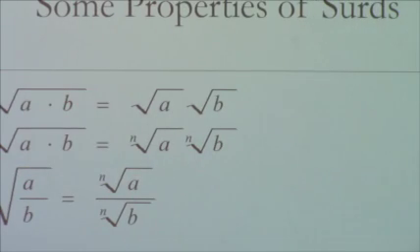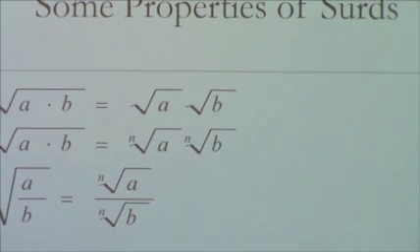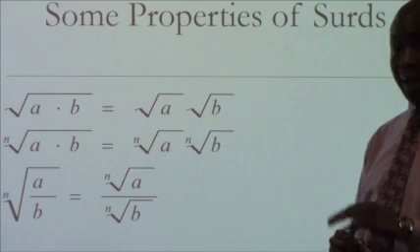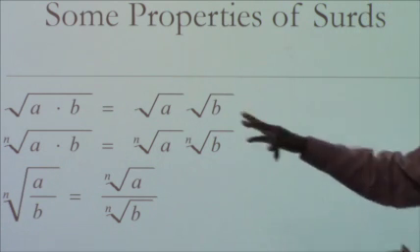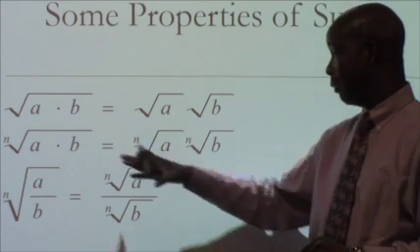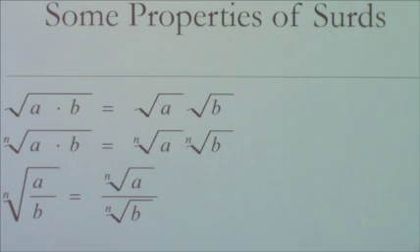So here are some properties. For example, we see here, if I have the square root of a times b, I can separate them into the square root of a times the square root of b. And for any root, I can use any one of these properties.